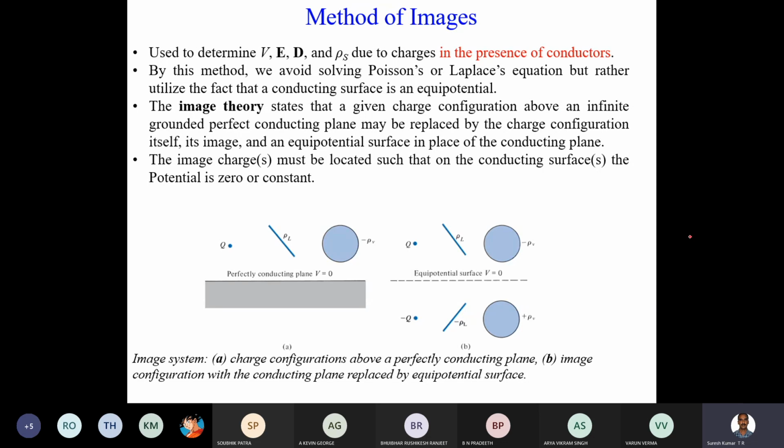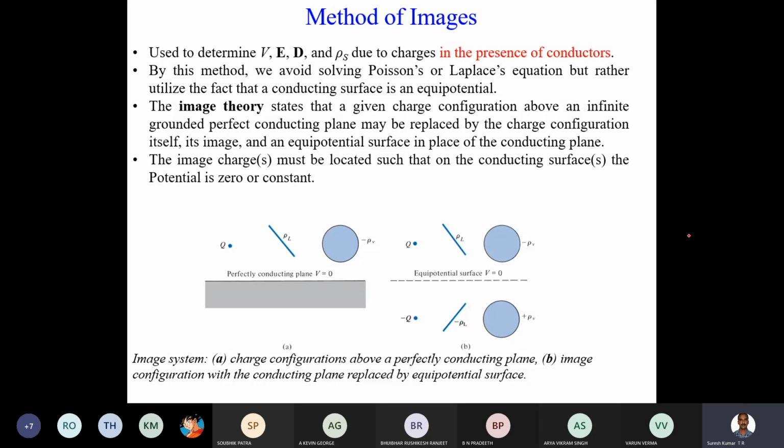Ultimately, you need to find potential, then you need to find electric field. From that, you can calculate capacitance or resistance, anything. That is the fourth module as per your syllabus, I think. The title of the module is boundary value problems. In continuation to that, there is one more topic called method of images. You can say this is even the fifth method to calculate electric field.